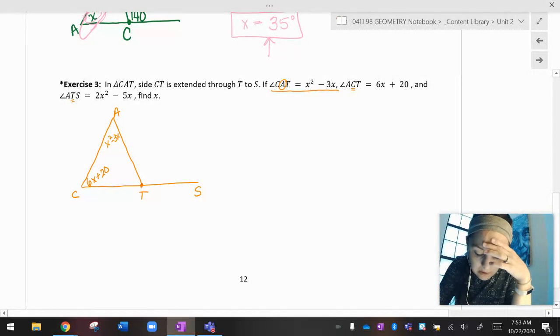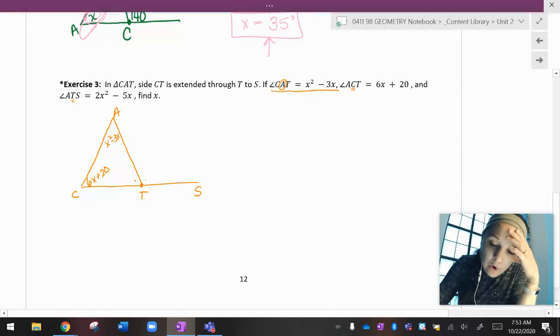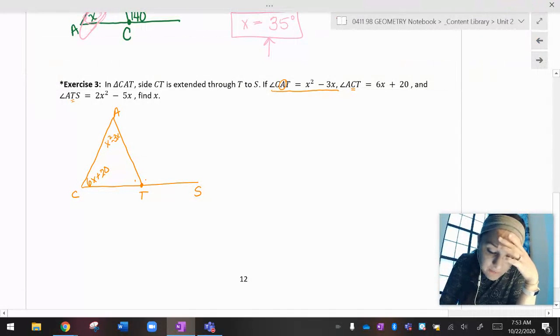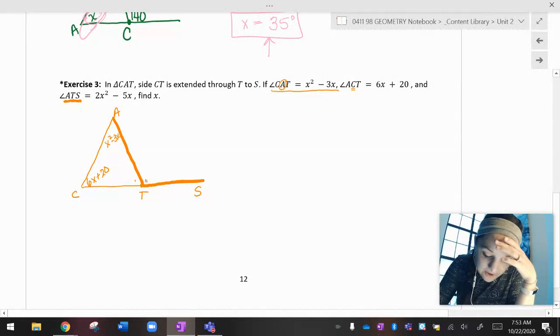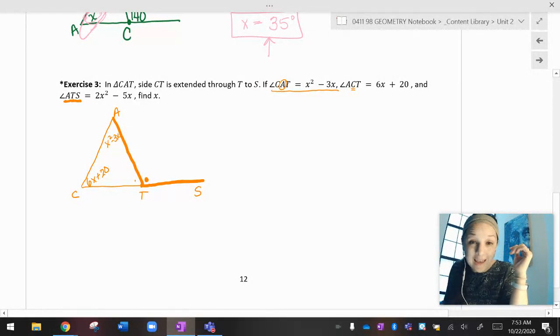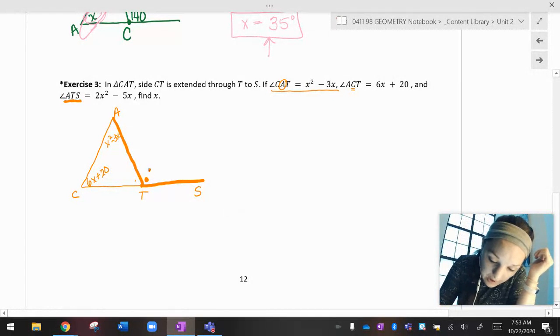Oh, but wait. T has two angles. One there and one there. So to figure out which side it goes, I literally am going to trace it. ATS. Start at A, go through T, end at S. I've drawn this angle right here. So that's where the 2x squared minus 5x is going to go.